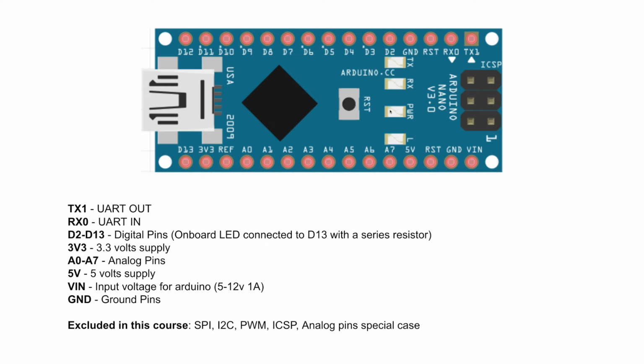Then the third LED is for power. So when you power up your Arduino Nano board, this LED will glow up.